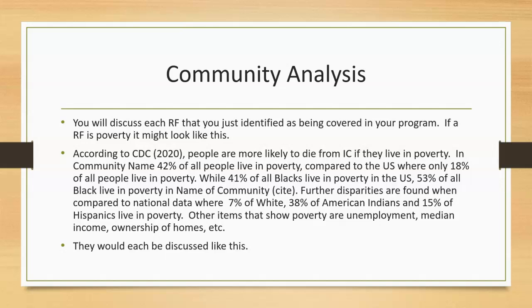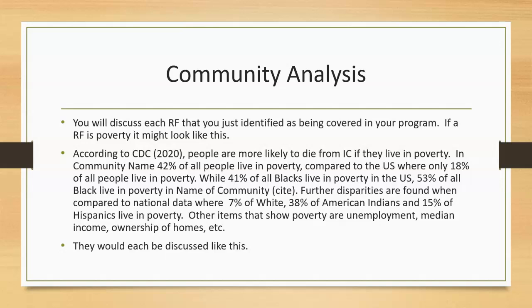So each risk factor that you have identified is going to be covered in your program. You have to provide data that show your population has this issue in this community. So here's an example. It says, according to CDC 2020, people are more likely to die from ice creamitis if they live in poverty. So we've cited the fact. In your community, with the name, 42% of people live in poverty compared to the United States where only 18% of all people live in poverty.